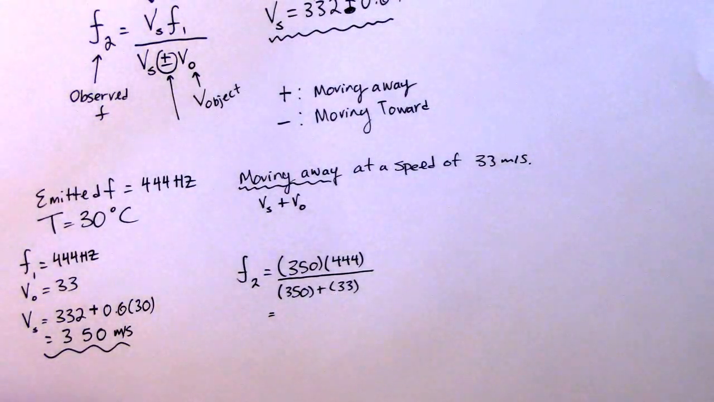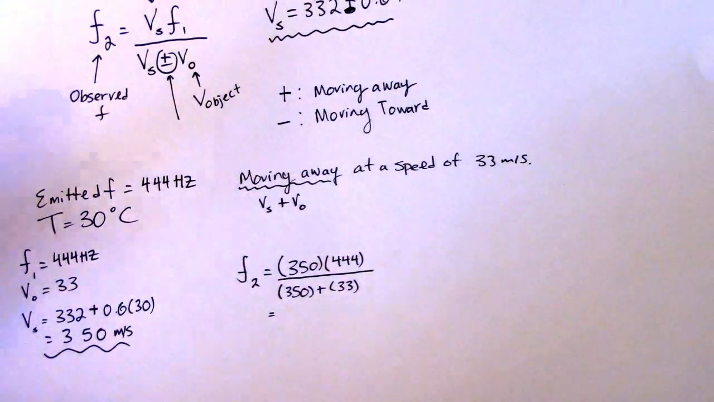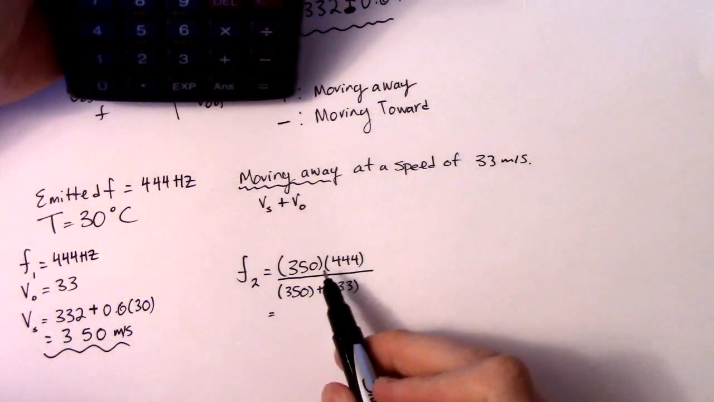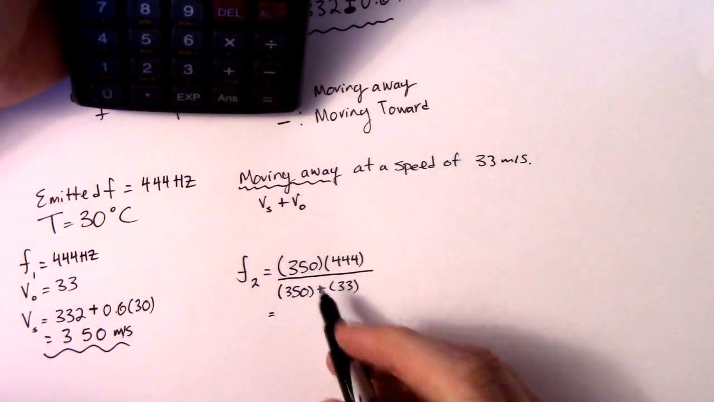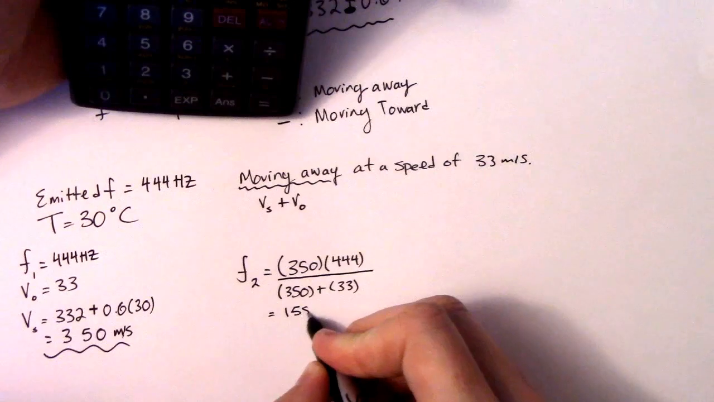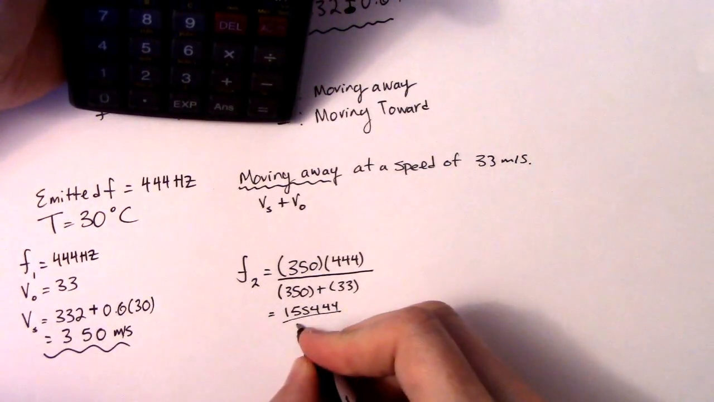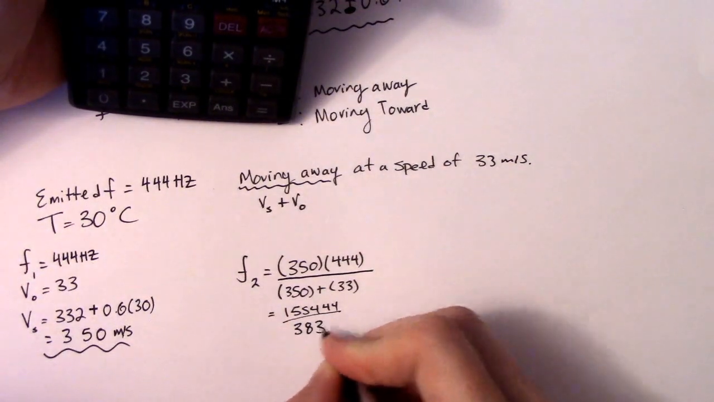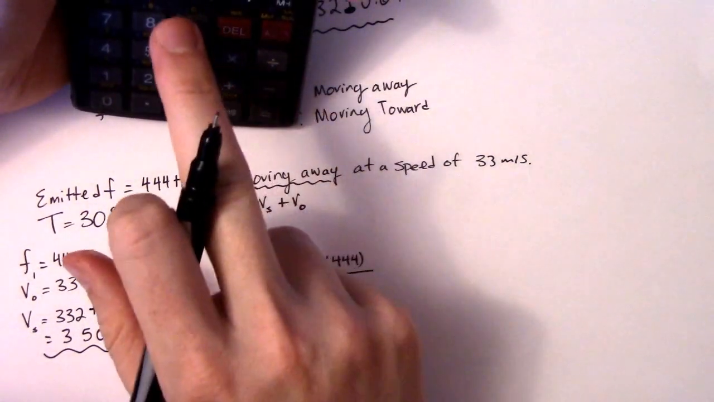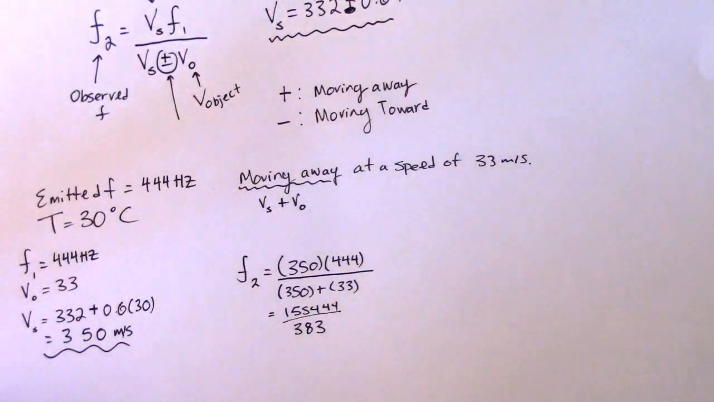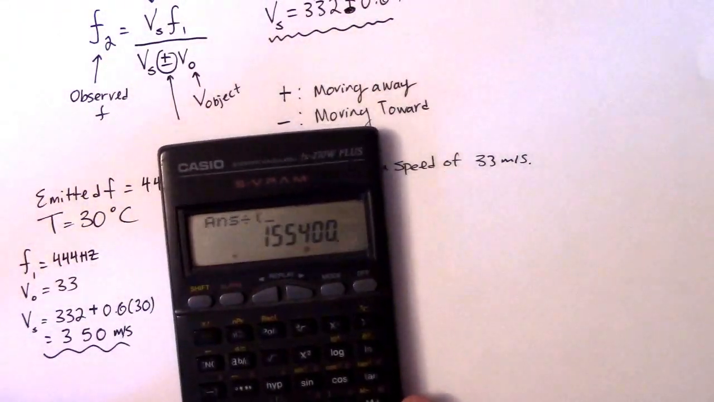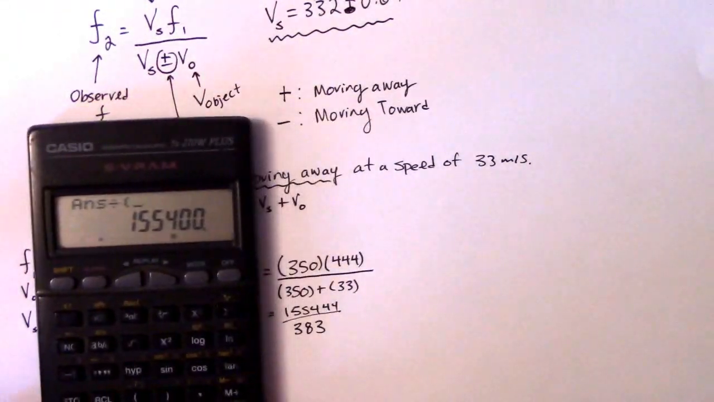I'm not a guy that likes to write a lot of workings down, guys. I believe in getting straight to the point. So the top part, if you're working it at home, is 155,400. Let me just try that. 155,400 divided by 383. So I just add at the bottom. Let me get my calculator right here. Let me see, 350 plus 33.